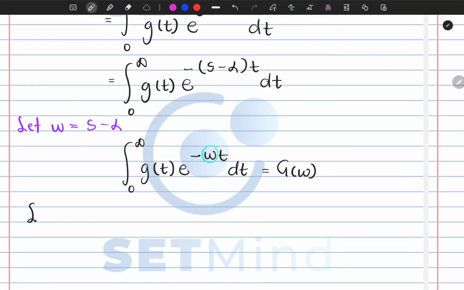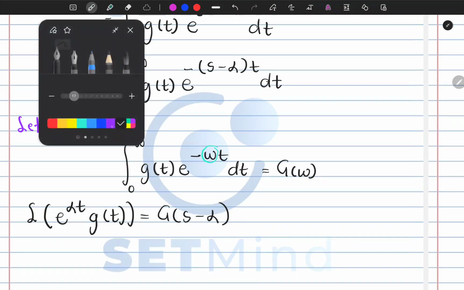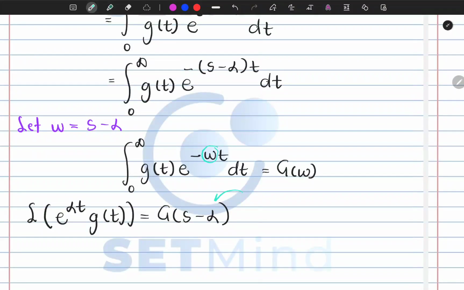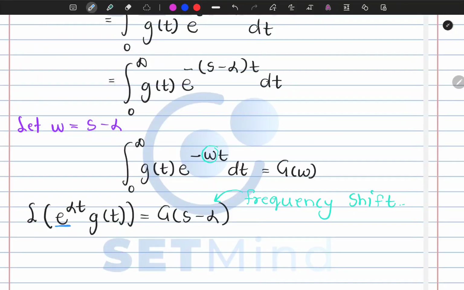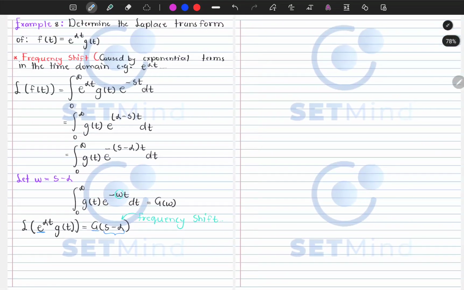So this means that the Laplace transform of e to the alpha t, G of t, will always be given by G of s minus alpha. So all you do is, in the frequency domain, you do a shift. That is why I made a comment at the beginning that we have a frequency shift. That is all you do. So in whatever function you have which is multiplied by e to the alpha t, you will find its Laplace transform: wherever you see F of s, you put in s minus alpha.